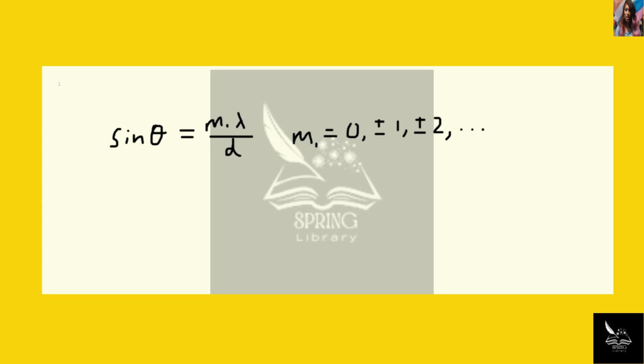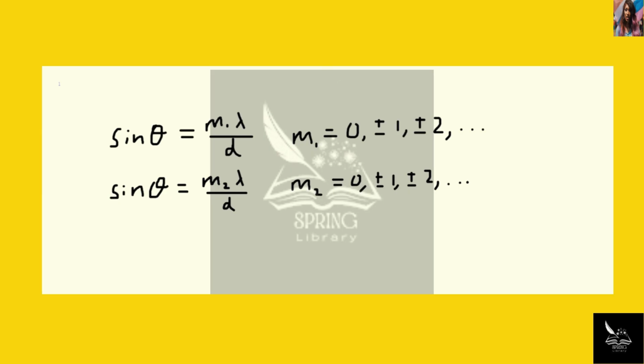And the diffraction minima, we can say, are given by sine of theta is equal to m2 lambda divided by d, where m2 here can take on the exact same values as m1. So it can also be 0, plus or minus 1, plus or minus 2, and so on.